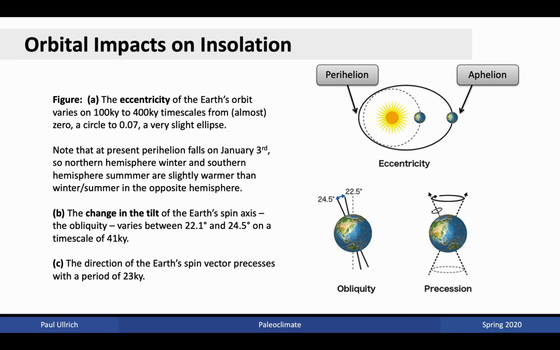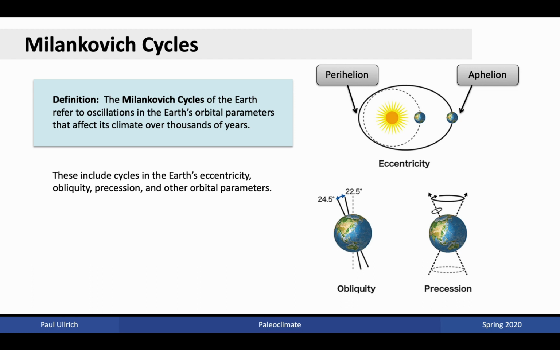Note that the precession actually determines the seasonality of the planet. That is, 23,000 years from now and 23,000 years in the past, the seasons were actually in reverse, with northern hemisphere summer occurring during December, January, February, and northern hemisphere winter occurring during June, July, August. The orbital impacts on insolation are known collectively as the Milankovitch cycles of the Earth.